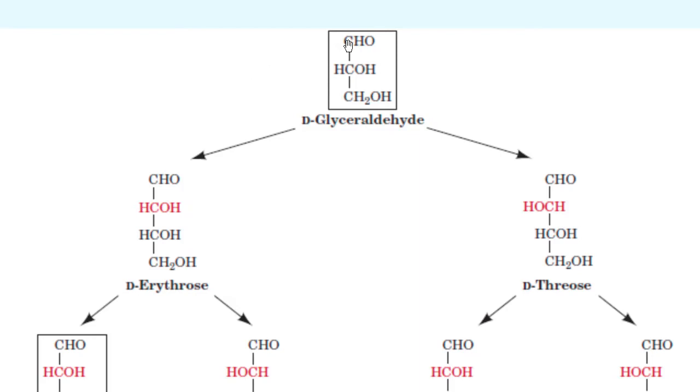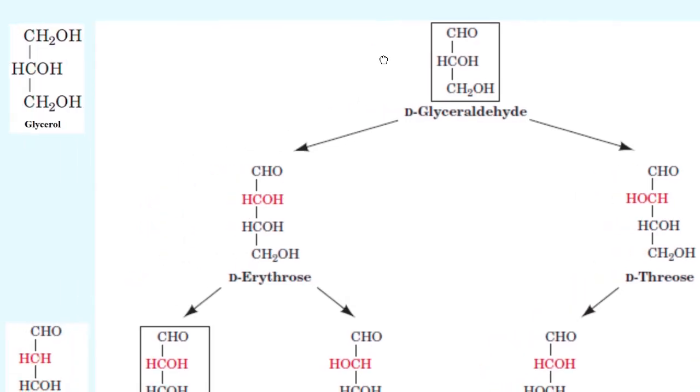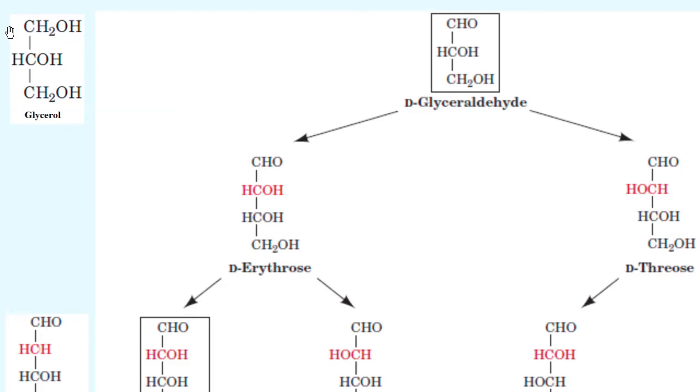Glyceraldehyde is the simplest aldotriose. It is easy to remember the structure of glyceraldehyde by recalling the structure of glycerol. Glycerol, which is also called glycerin, has 3 carbon atoms in it, and all of these carbon atoms have 1 hydroxyl group each. If you add an aldehyde group on carbon 1 of glycerol, it will become glyceraldehyde.